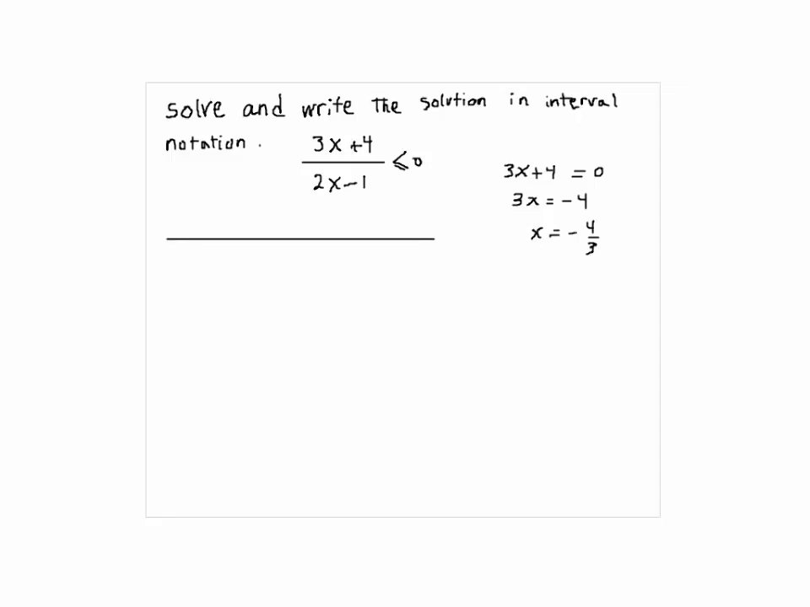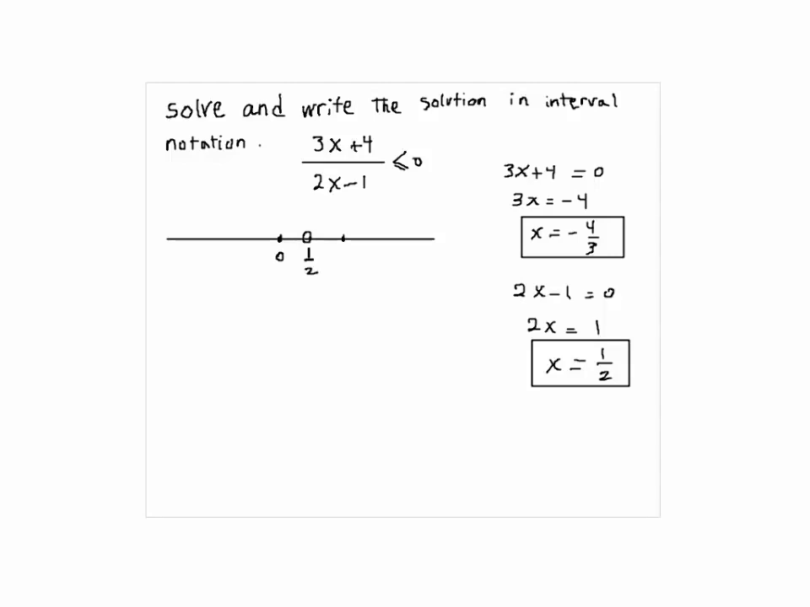And if I look at 2x minus 1 and solve that for x, I get 2x is equal to 1, and x would be equal to 1/2. We're going to locate these 2 points on the number line. Okay, if I say this is equal to 0, and if this is 1, this would be 1/2. And if I say this is minus 1, so this is minus 2, and minus 4/3 would be somewhere around here.